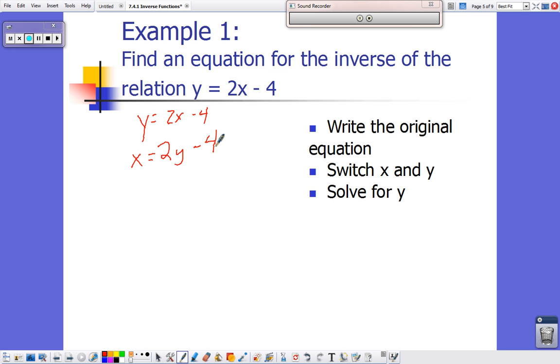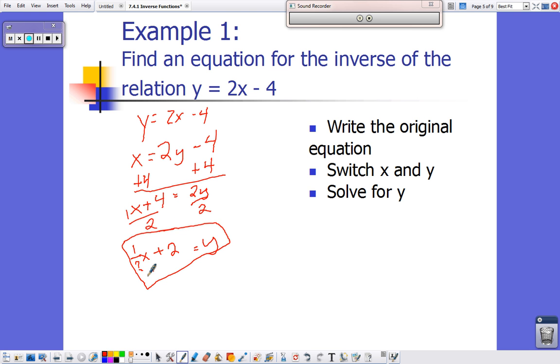And then we just solve it for y, like we've been doing all year long so far. So we're going to add 4 first. So I get x plus 4 equals 2y, and then divide by 2. Okay? So y equals, remember there's an invisible 1 here, so 1/2 x plus 4 divided by 2 gives me 2. Okay? And that's all there is to finding the inverse.